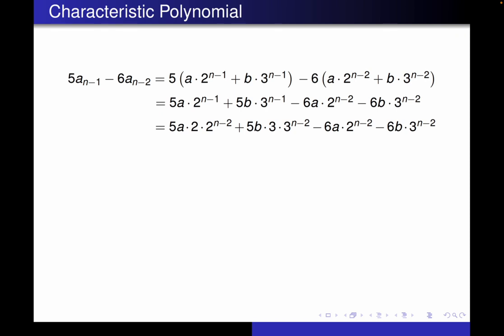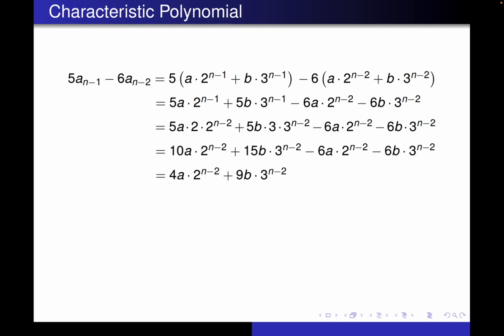Now we have 5 times 2 is 10, so that first term is going to be 10a times 2 to the n minus 2. 5 times 3 is 15, so we get plus 15b times 3 to the n minus 2. And again, we leave those last terms alone, and now we have like terms. So if we combine the 10a times 2 to the n minus 2 minus 6a times 2 to the n minus 2, that gives us 4a times 2 to the n minus 2. If we combine the 15b times 3 to the n minus 2 minus 6b times 3 to the n minus 2, we get 9b times 3 to the n minus 2.